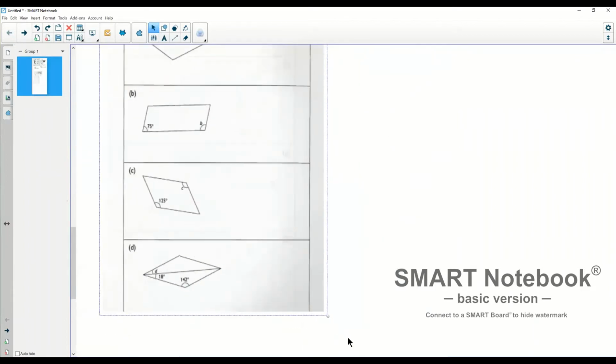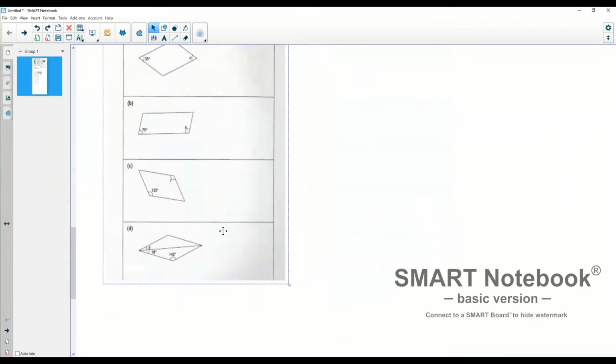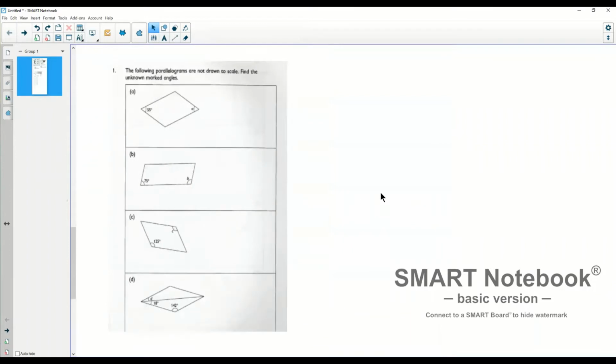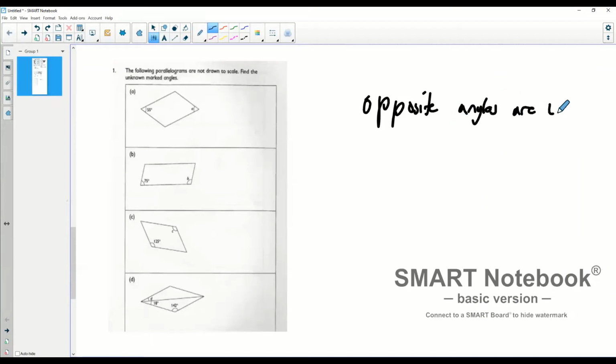Just keep in mind they are all parallelograms, which means their opposite sides are parallel. We can figure some things out because of that. I'm just going to tell you some facts to keep in mind. First of all, opposite angles are congruent, which means they're equal. Everything that we said about rhombuses applies to parallelograms, except for the equal sides part. So opposite angles are congruent, consecutive angles add to 180.